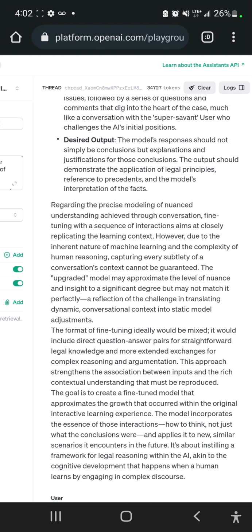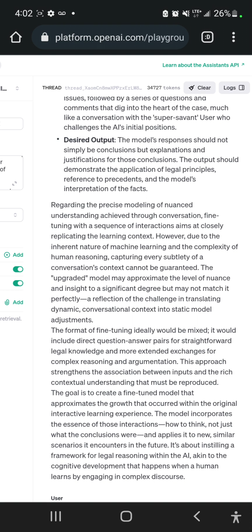It continues on here to state that the format of fine-tuning ideally would be mixed. It would include direct question-answer pairs for straightforward legal knowledge and more extended exchanges for complex reasoning and argumentation. This approach strengthens the association between inputs and the rich contextual understanding that must be reproduced. The goal is to create a fine-tuned model that approximates the growth that occurred within the original interactive learning experience.